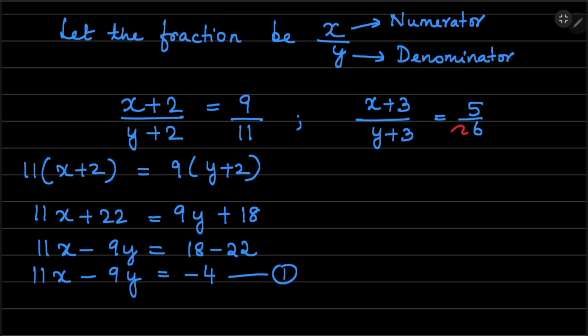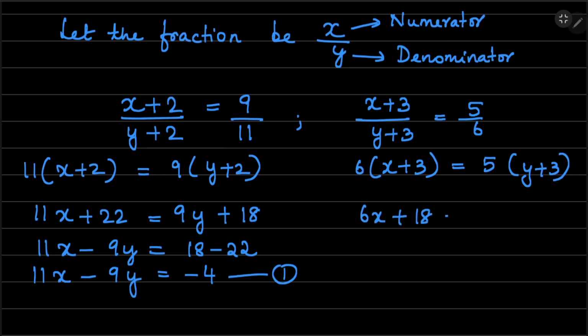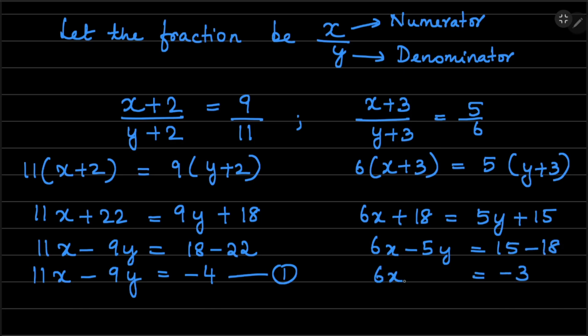The same way here also, let us cross multiply. Okay, so 6 multiplied by x plus 3 is equal to 5 multiplied by y plus 3. Solve very, very carefully. Okay, 6x plus 18 is equal to 5y plus 15. So 6x minus 5y equal to 15 minus 18. That is nothing but minus 3. So 6x minus 5y equal to minus 3, this is your equation number 2.